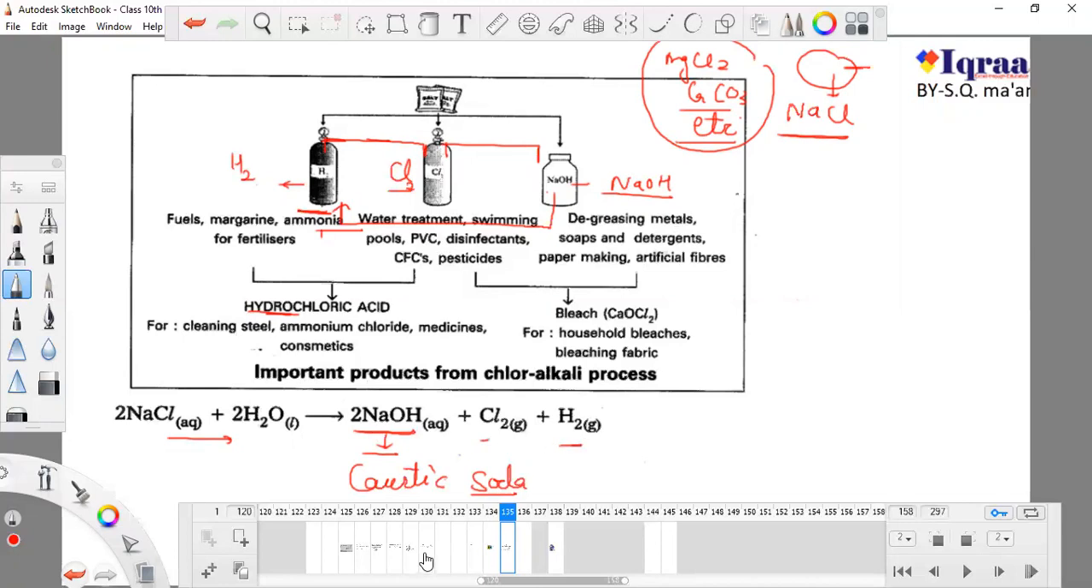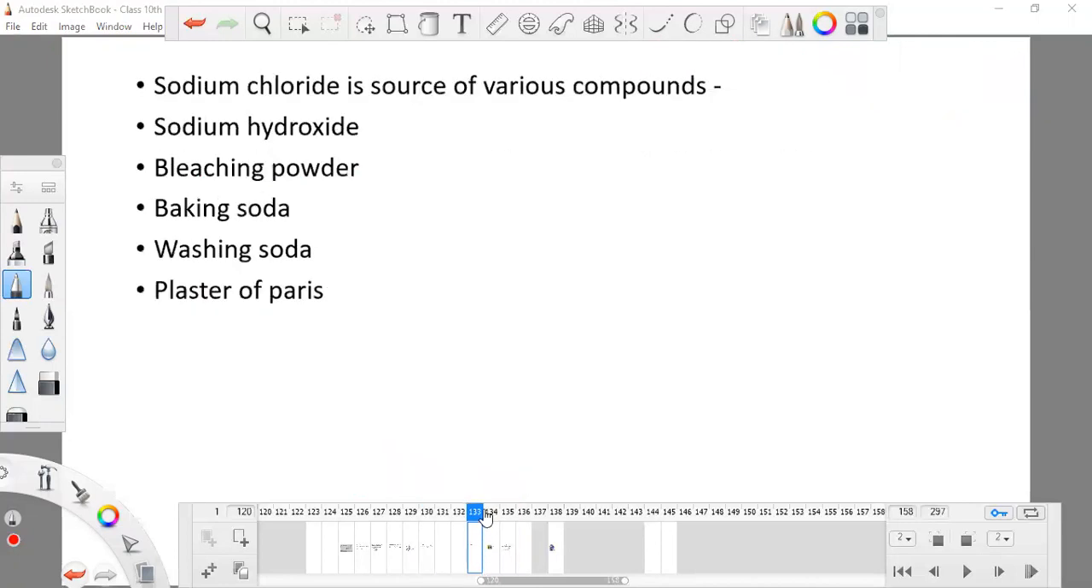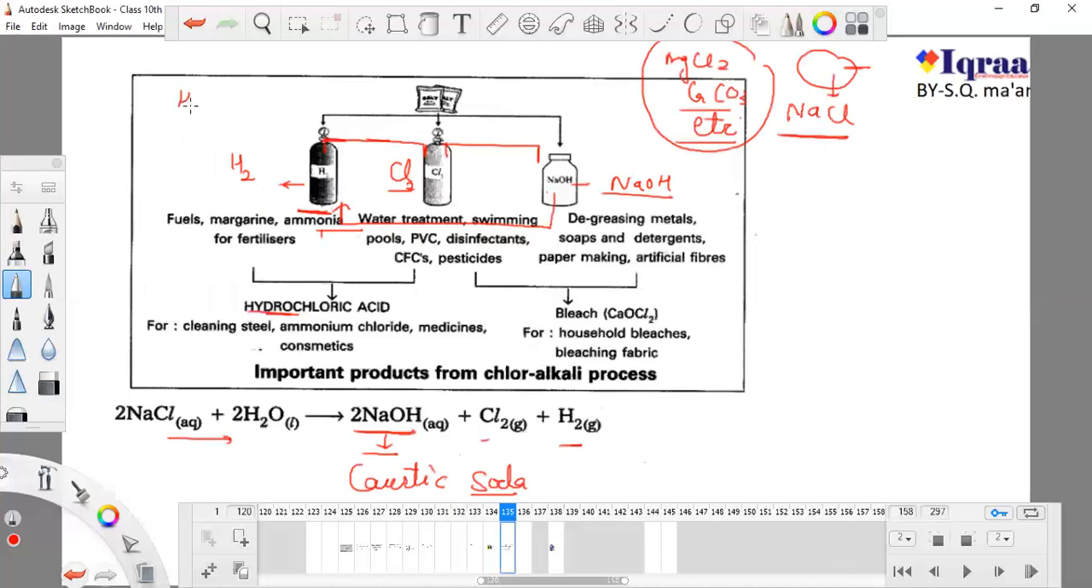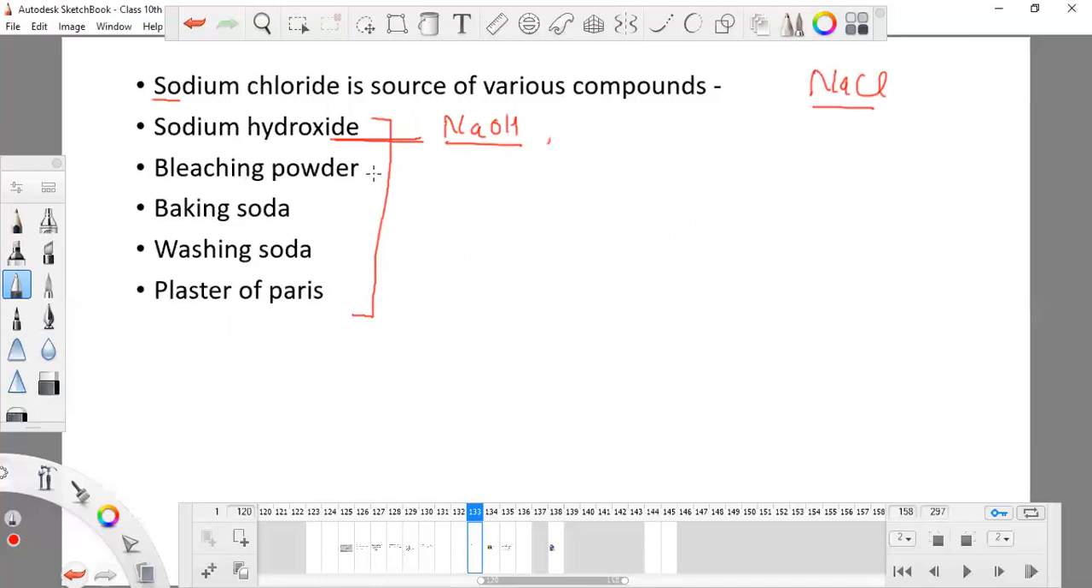So generally, in this session we are studying how sodium chloride is used to form many types of substances, in which we studied the formation of sodium hydroxide. Another thing we studied is how we can produce HCl, hydrochloric acid, by the addition of hydrogen and chlorine gas. And we started how we can produce bleaching powder. So I'm starting from the start, how we can produce bleaching powder.